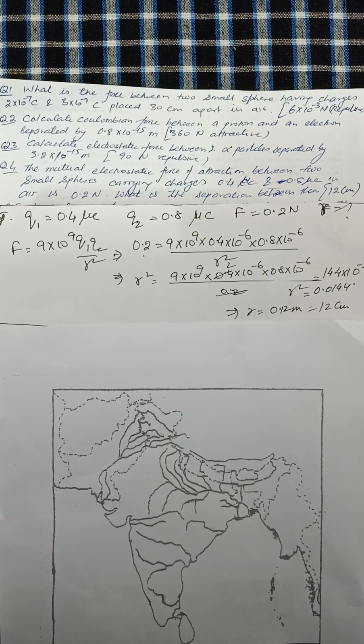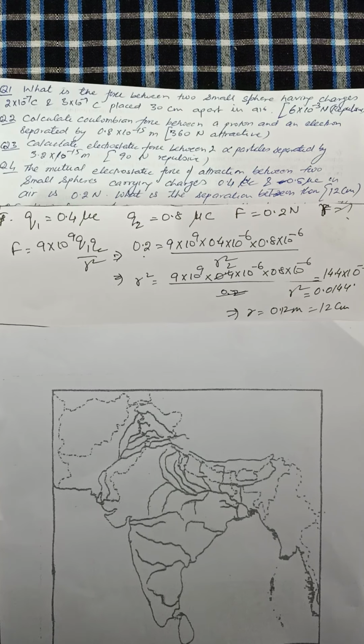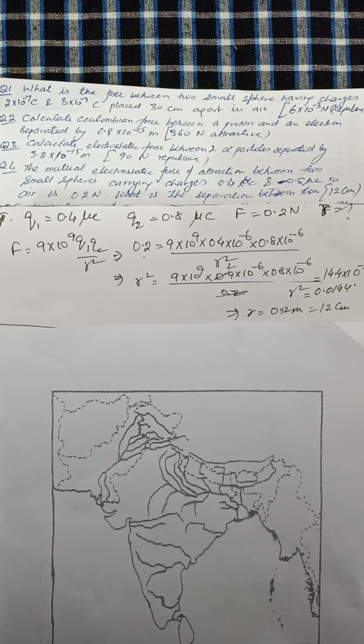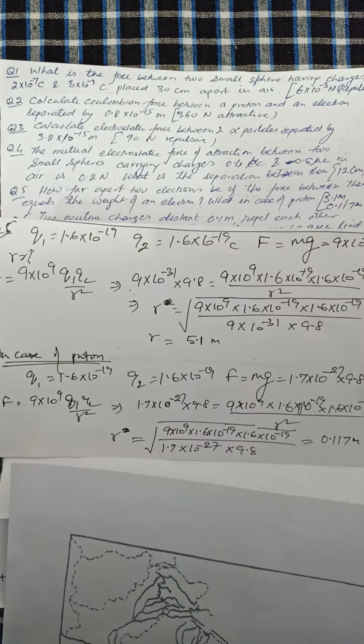Write down the formula F equal to 9 × 10⁹ Q1 Q2 by R square. In place of force, we write 0.2 on the left hand side. On the right hand side, in the place of Q1, write 0.4 × 10⁻⁶. Minus 6 is micro. Q2 is 0.8 × 10⁻⁶. R square. R is unknown. Cross multiply R square on one side. After solving, we get it with the value of 0.0144 meter square. Take the square root. R is 0.12 meter, that is 12 centimeter, and this is the answer.